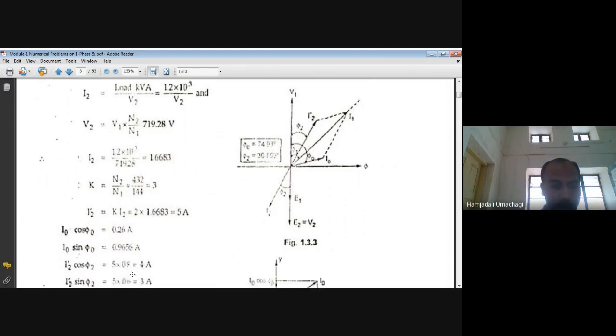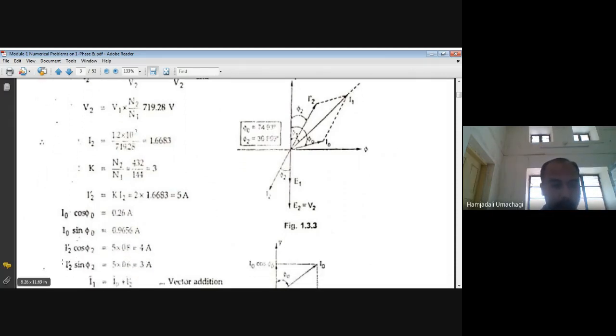Now, next, I2 dash into cos phi 2. I2 dash is how much here? 5 ampere, cos phi 2. Cos phi 2 is given as the load power factor. 5 into 0.8. 0.8 is cos phi 2. 5 into 0.8 is 4 ampere. Similarly, I2 dash into sin phi 2. I2 dash is 5 ampere.